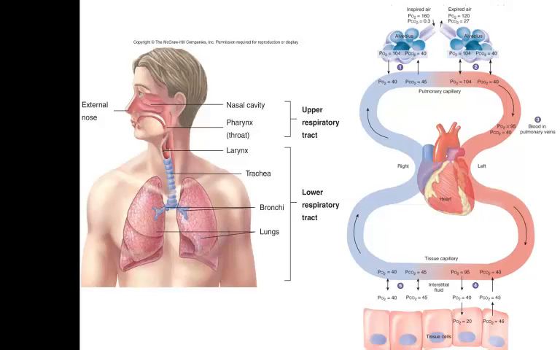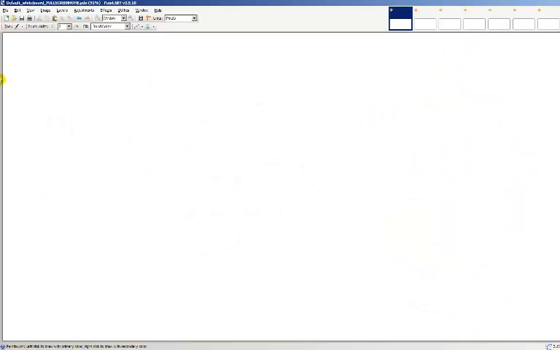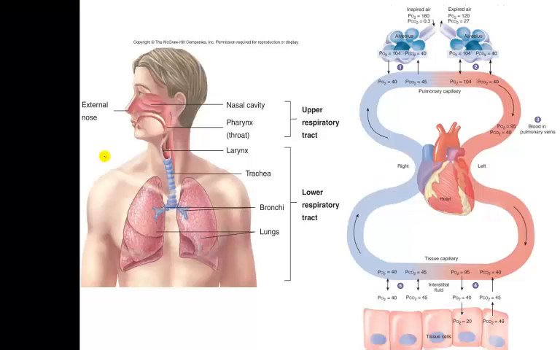So there are basically 4 functions of the respiratory system. Okay, so the first function is what's called ventilation. So ventilation means basically the moving of air in and out of the system, and particularly moving air in and out of the lungs.